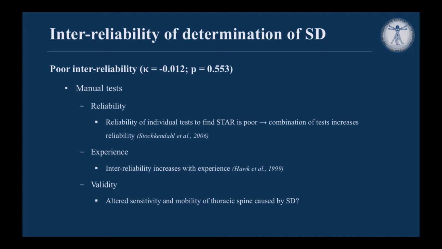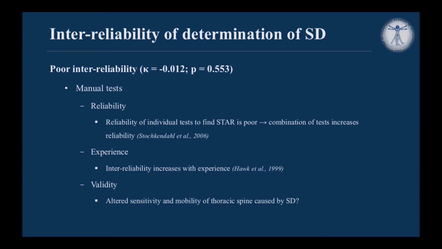The poor interreliability for determining somatic dysfunction with infrared thermography and manual tests could also be caused by several limitations of manual testing. First, the reliability of an individual test to find star characteristics is poor. Therefore, in this study, both sensitivity palpation and mobility tests were used. This is according to the study of Stockendahl et al. A combination of tests to determine the star characteristics increases the reliability to diagnose somatic dysfunction.